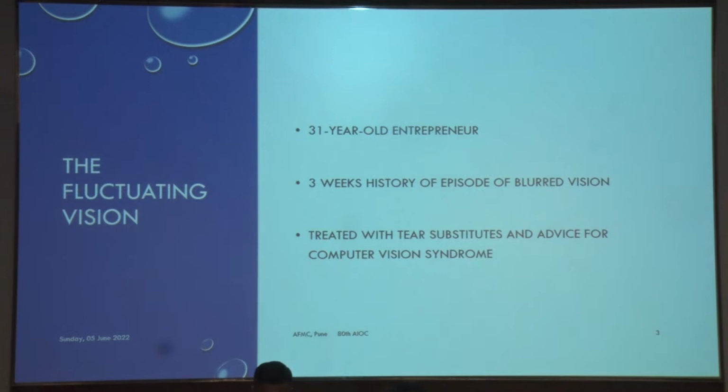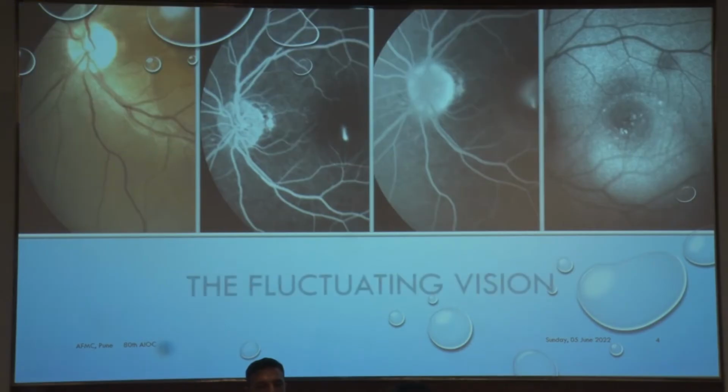So first of all, we talk of a case in which a 31-year-old young person, with 3 to 4 weeks of history of blurred vision, was treated with tear substitutes as computer vision syndrome, MGD, and that kind of spectrum of disorders. However, later on, it's only during his fourth visit that his fundus was evaluated, and this was the picture. Now this is the standard young person presenting with subtle diminution of vision and metamorphopsia, CSR.